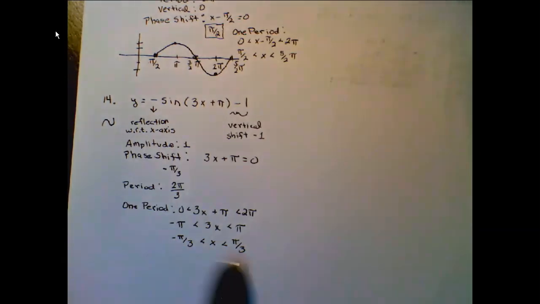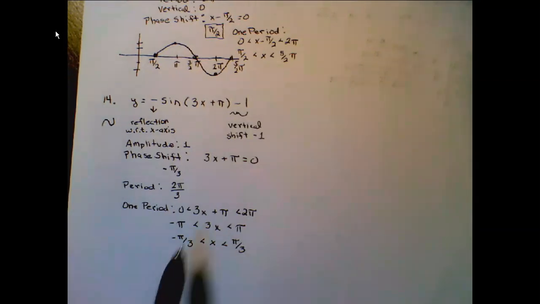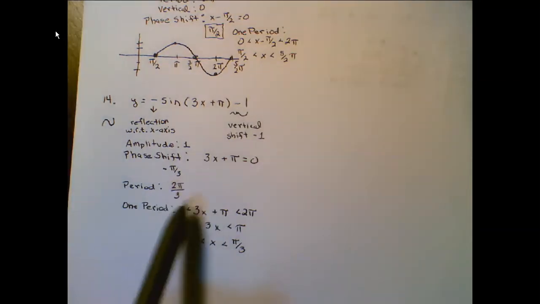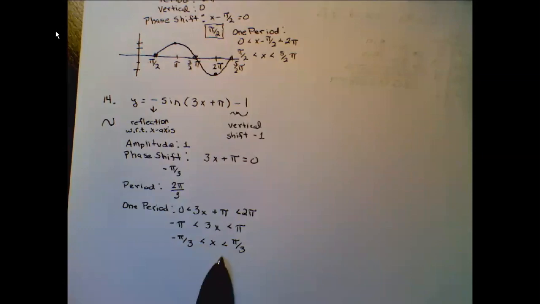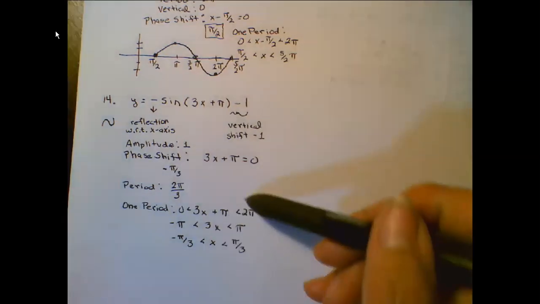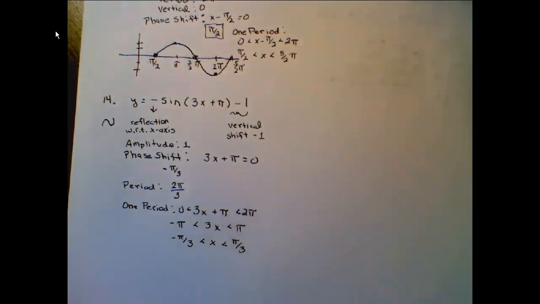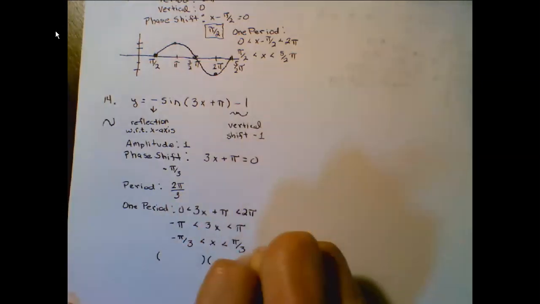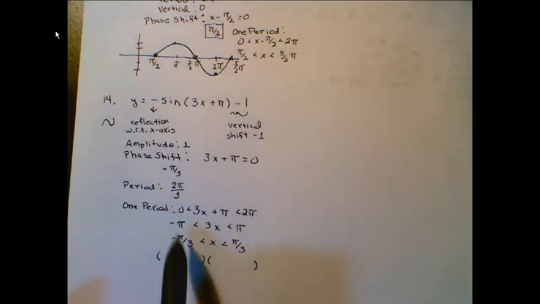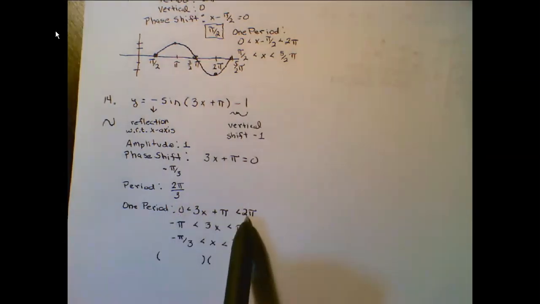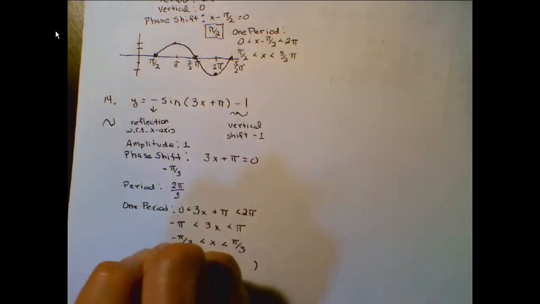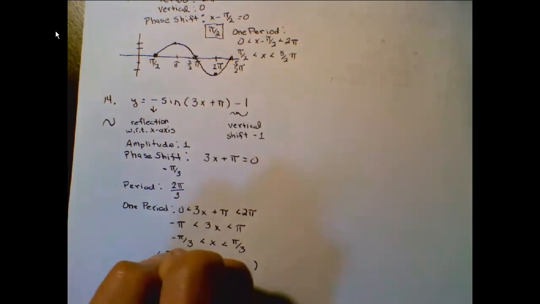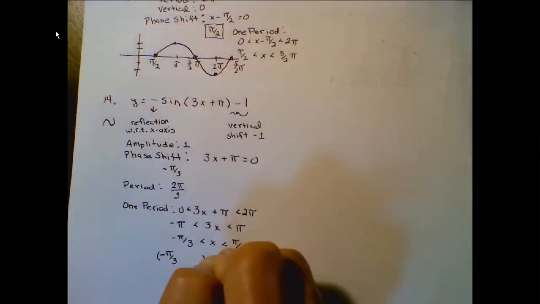That's the length of 1 period, and that matches what we said right here. So it's just kind of a nice built-in check. If that period turns out to be the length of that interval, then I feel pretty good about the way I've solved the inequality. So I'm going to say the endpoints, instead of being at 0 and 2 pi like they normally are, they're at negative pi over 3 and positive pi over 3.